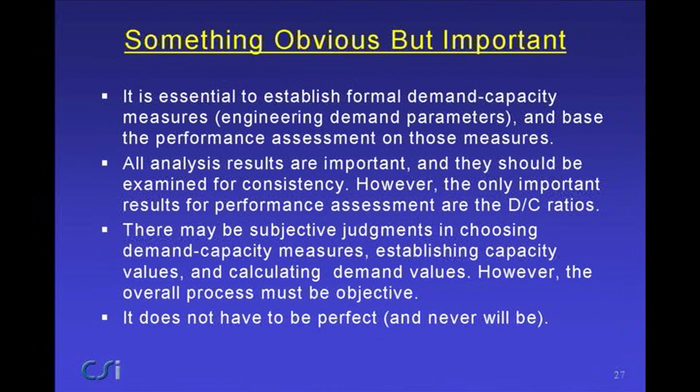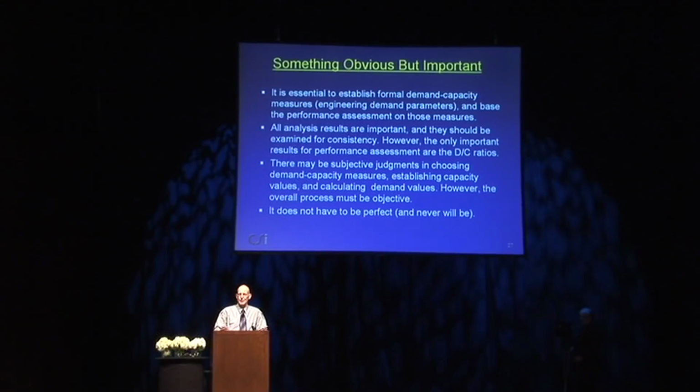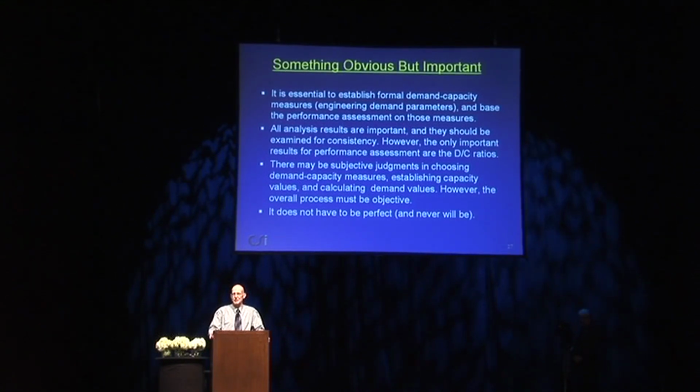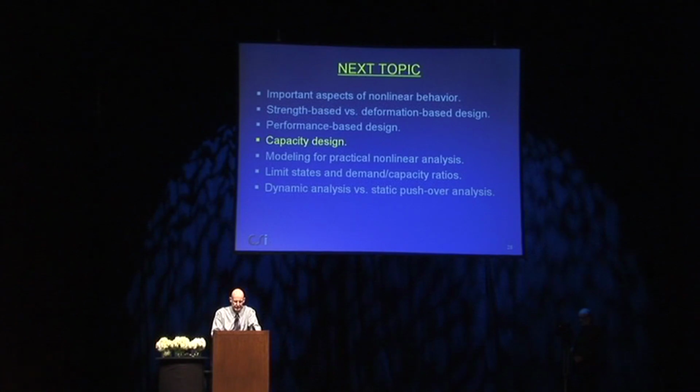Now, there may be subjective judgments when you choose the demand capacity measures, when you establish the capacity values, and also when you calculate the demand values. There are subjective judgments: what should the capacity be for plastic end rotation? Is your analysis model okay or is it not? However, ultimately the overall process must be based on objective measures and demand capacity comparisons. It does not have to be perfect, and it never will be perfect. We have to learn to live with the uncertainty.